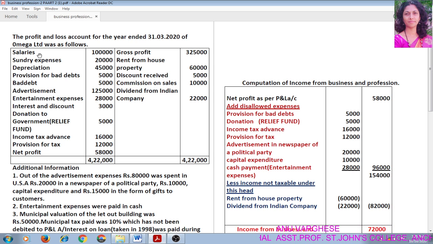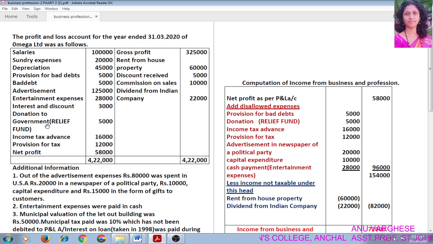Salary, that is an allowable expense. Sundry expense, allowable expense. Depreciation, allowable expense. Provision for bad debt, all provisions are disallowable expenses, so we can add that. So provision for bad debt 5,000. Bad debt, that is an allowable expense. Advertisement, allowable. Entertainment expenses, allowable. Interest and discount, allowable expense, because these expenses are related to business, so these are allowable expenses.